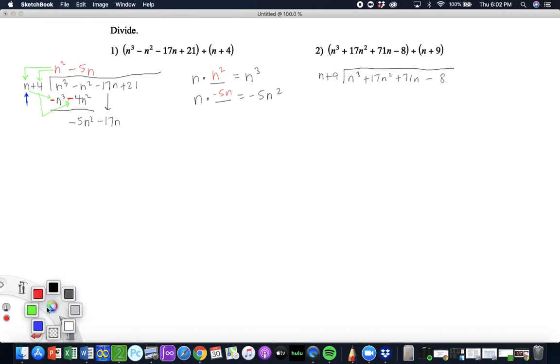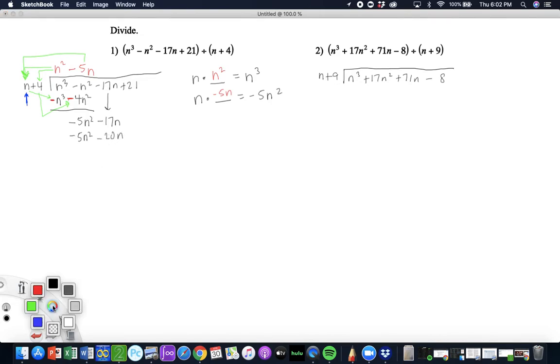And now I'm going to do the exact same process again. I'm going to take the negative 5n times n, which I'm going to put right below here. So that would be, let's see, negative 5n squared. You'll know that you did the right step because these are going to be exactly the same, okay? And then we got negative 5n times 4, which would be negative 20n.